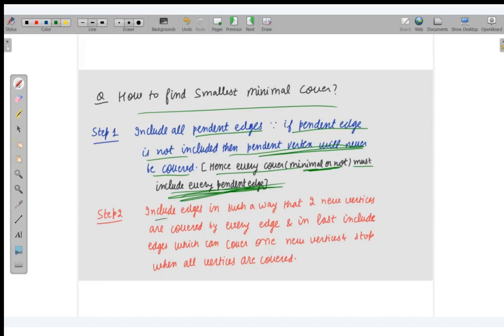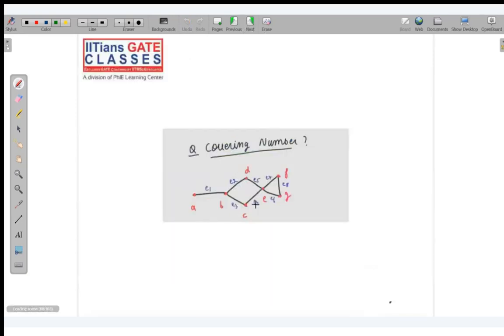Okay, next, include edges in such a way that 2 new vertices are covered by every edge, and in last include edges which can cover 1 new vertex and stop when all vertices are covered. So this means, for example, I will explain this algorithm here. I have to include E1, because without E1 I cannot cover everything. Next, now I will try to cover those edges with which I can add 2 new vertices.